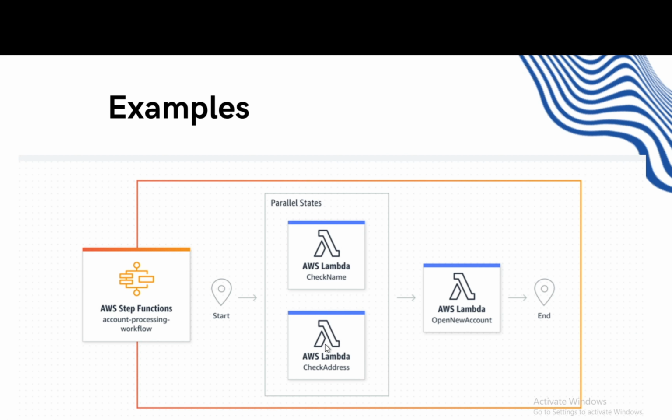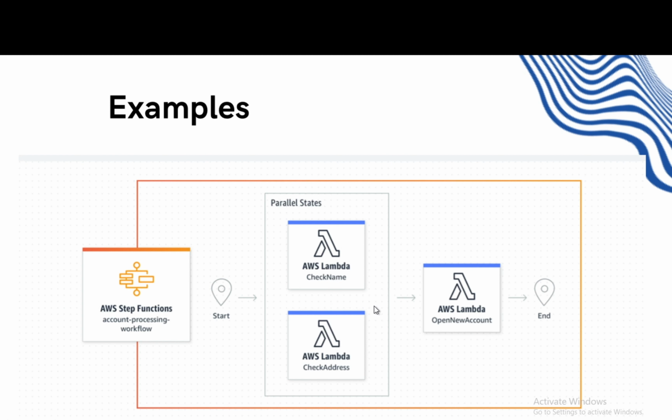That means check name and check address. If you try to recollect, in the AWS CDK masterclass, we used to do the check name and check address and open a new account in the same lambda. Okay, now this is how we segregated it in each and every architecture into different lambdas. So first we'll check the name, second we'll check the address, and this is running in parallel.